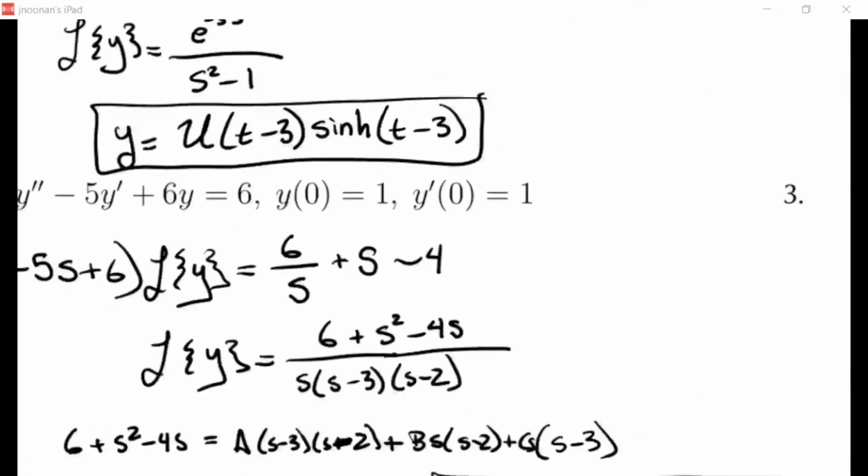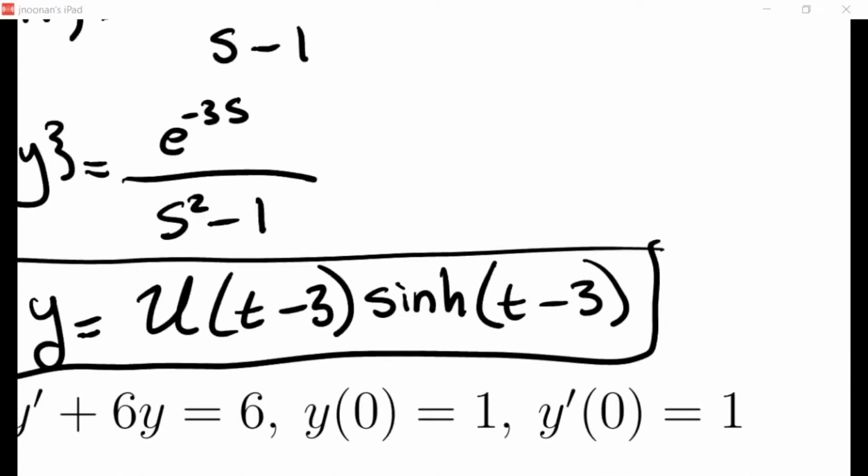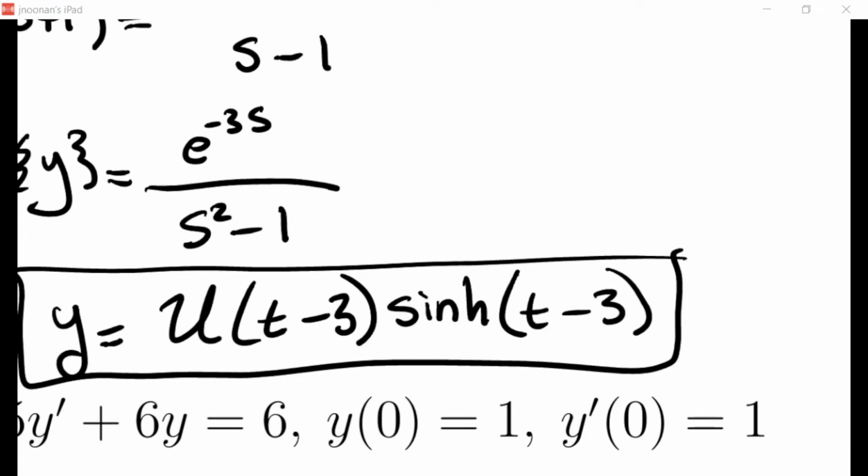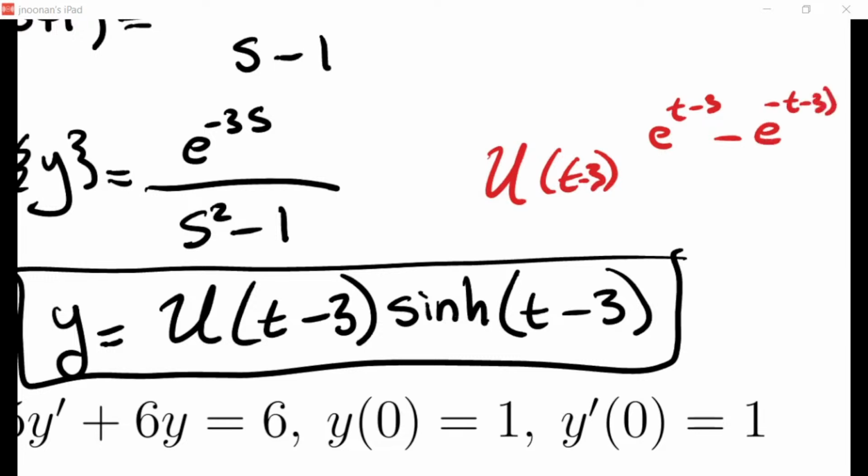But you could have done partial fractions, and if you did, you would get whatever the hyperbolic sine is. That would be this: e to the t minus 3 minus e to the negative t minus 3, all over 2. The only reason I know you'll get this is because this is hyperbolic sine. That's literally what hyperbolic sine is. All right, is everyone happy with number 2?